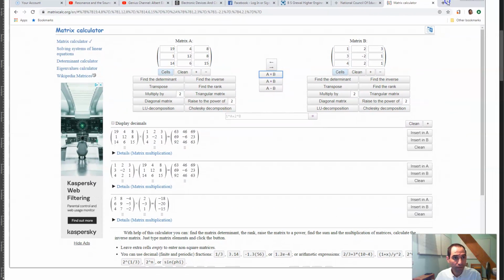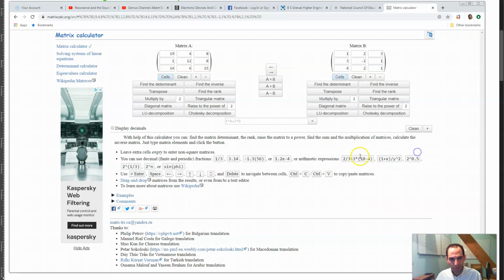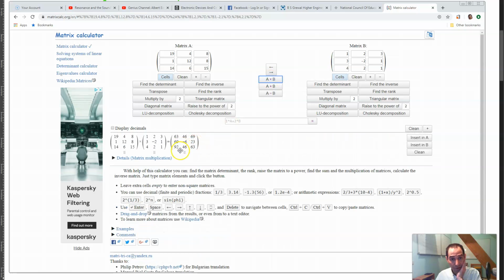For example, you see, if you go to matrixcalc.org, matrixcalculator.org, if you enter these two matrices here, matrix A and matrix B, then you can calculate A times B, A plus B, and A minus B. And for example, if I enter my matrices here and hit A times B, instantly I will get some matrix here.